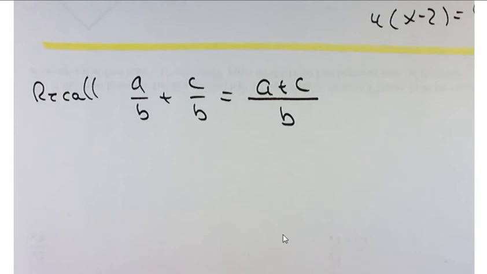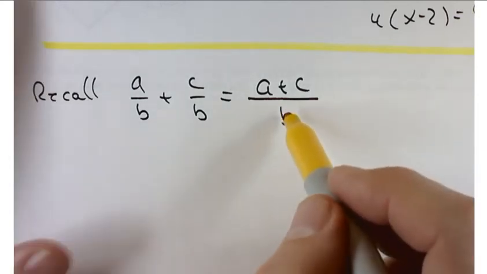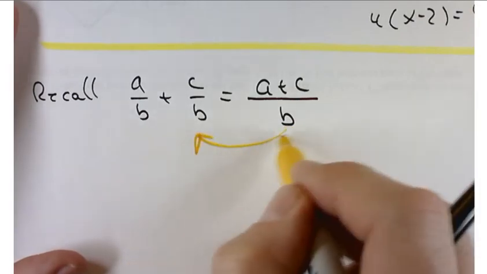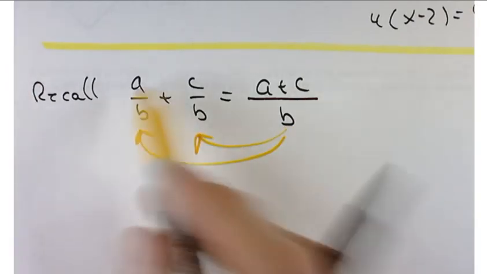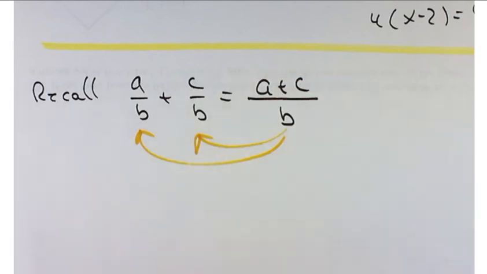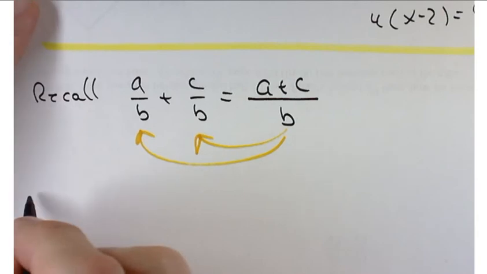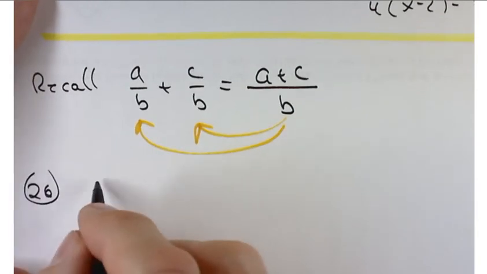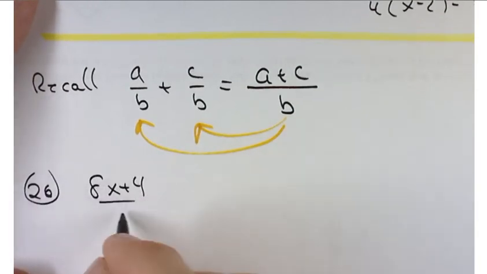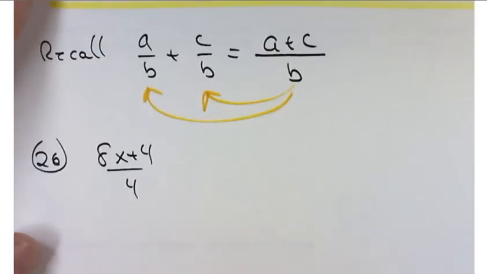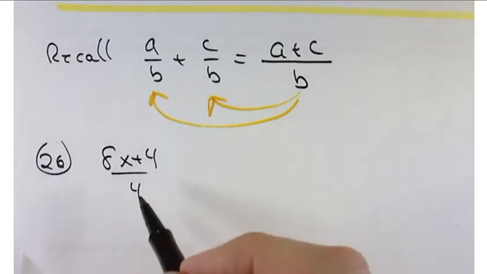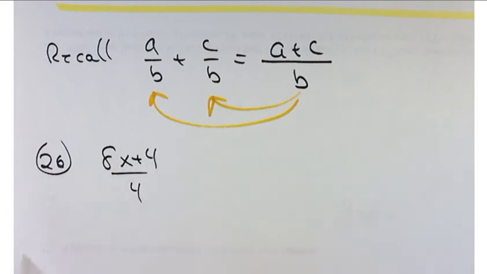Well, the thing is, you can use this in both directions. If you started out with something like this, you could split it up into this a over b plus c over b. You could work it in the opposite direction. Case in point would be a problem like number 26. 8x plus 4 over 4. It's really tempting for a lot of people to want to cancel that 4 and say, oh, good, 8x plus 1. You can't. You can't cancel the 4 into the 8x.